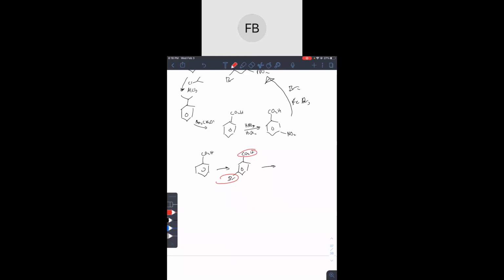Good participation, guys. BR is more activating. If you just have to go to that chart, BR is more activating than CO2. So what that means is that BR is really going to influence a little bit more than CO2. And that means that our NO2 would be more likely to go to somewhere that the BR wants it to go. Where does the BR want it to go? The BR wants it to go here, here, or here. And the one place it won't want it to go is there.